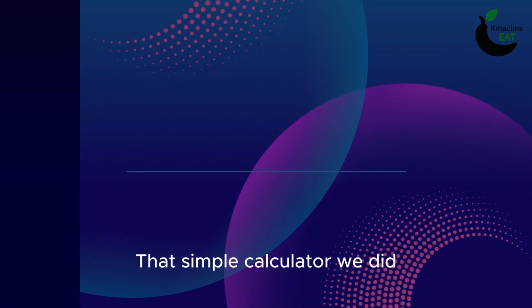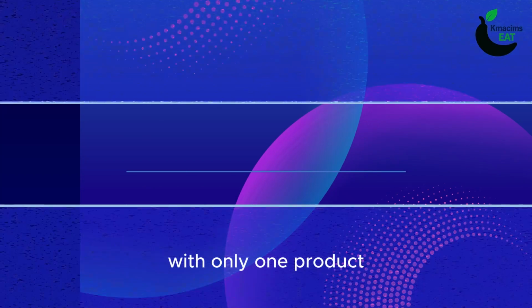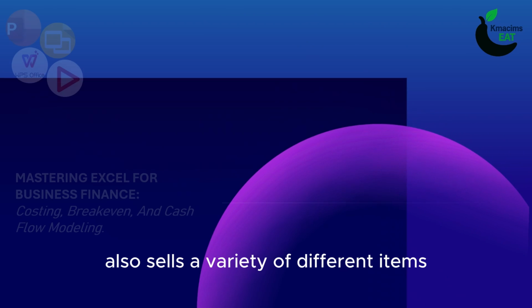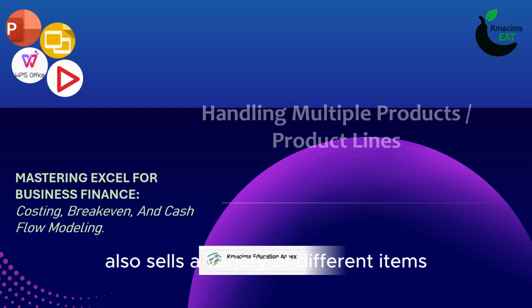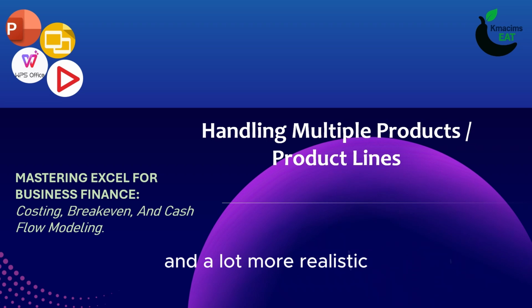That simple calculator we did in the last topic works perfectly for a business with only one product. However, Greenleaf Bakery, like other real-world businesses, also sells a variety of different items, including pastries, packaged cakes, muffins, and more. This is where things get a bit more advanced and a lot more realistic.